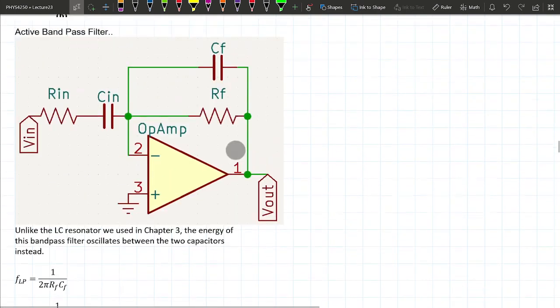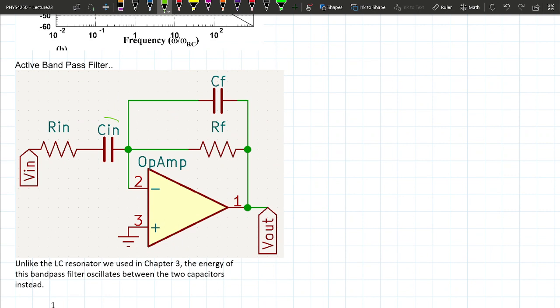If you want to think about it physically, what's happening is that when you run this filter at this resonance, the energy is being transported between your input capacitor and your feedback resistor capacitor. The resistor doesn't really do anything, it just drains current, drains power. So the energy is being transferred between these two and oscillating between them.